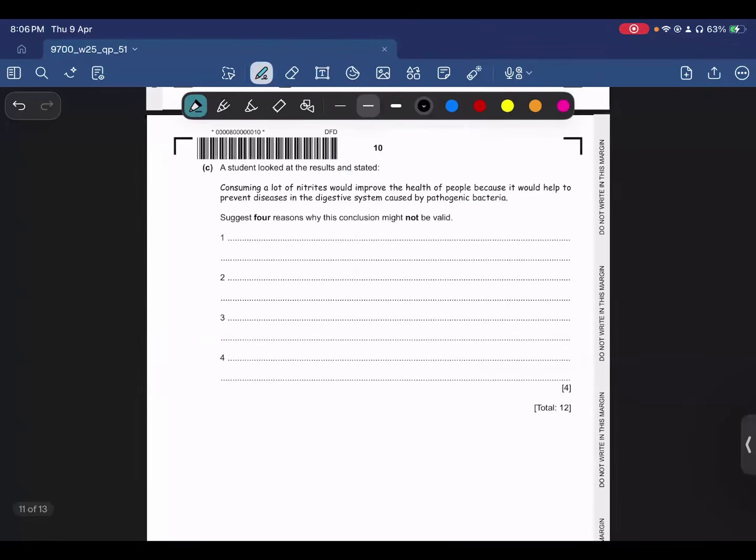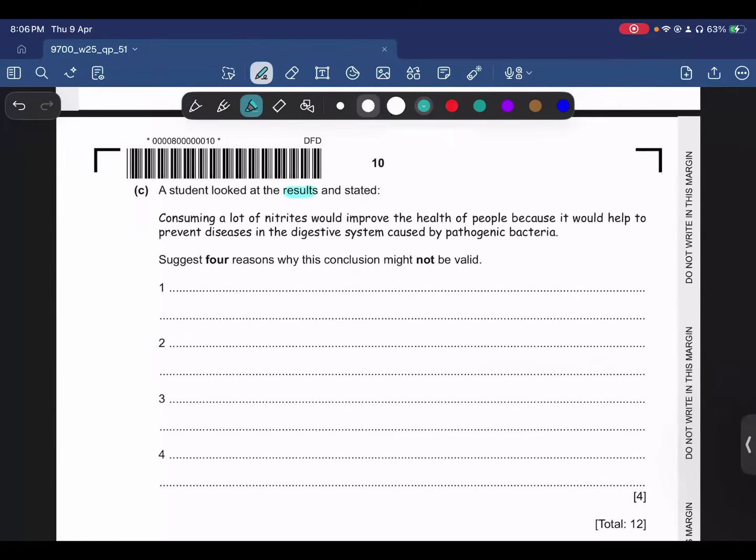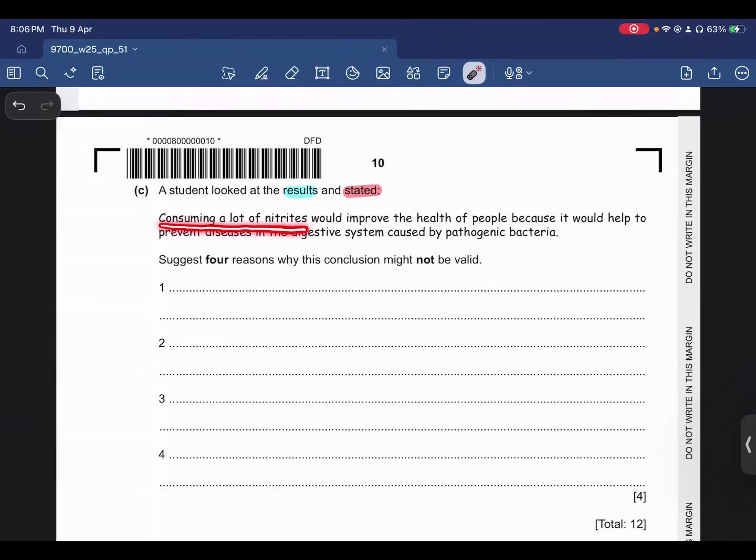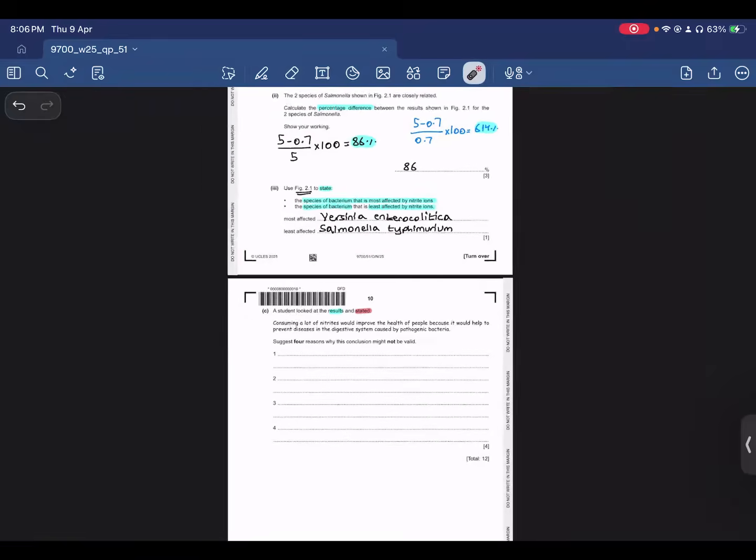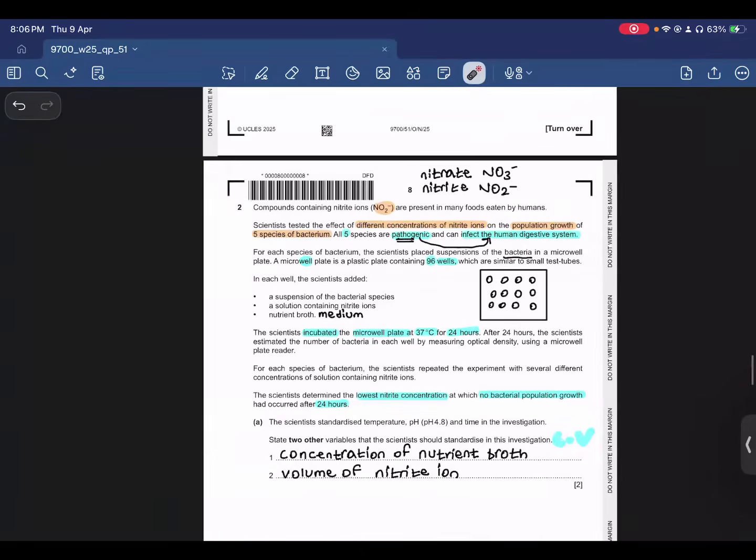ऑल राइट, अब जरा इस पे आते हैं. अब एक बच्चे ने रिजल्ट्स को देखा. A student looked at the results, और फिर उस स्टूडेंट ने एक बात कही. He stated something. The statement was, consuming a lot of nitrites would improve the health of people, क्योंकि it would help to prevent diseases in the digestive system caused by pathogenic bacteria. You need to suggest 4 reasons कि क्यों ये conclusion सही नहीं है, क्यों ये conclusion गलत है. So you need to relate your answer to the investigation जो कि की गई थी.